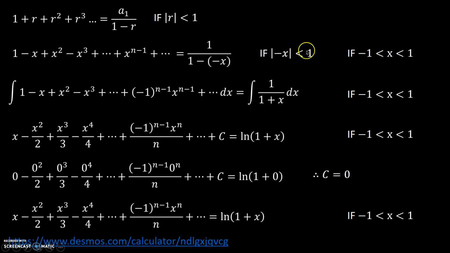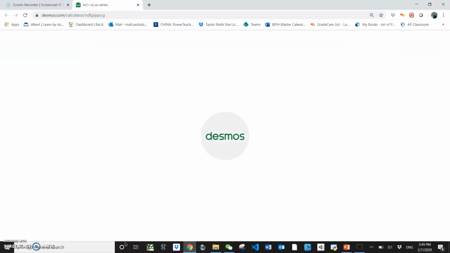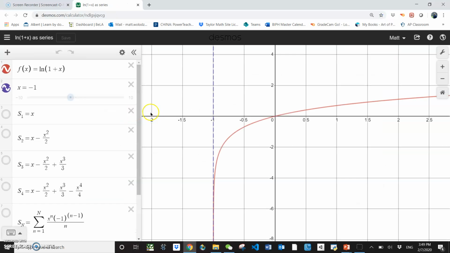Now, we do have this condition, of course, that the absolute value of r is less than 1. And that condition is going to stick all the way through. So our last line here says the natural log of 1 plus x is equal to this power series. That is only true from negative 1 to 1, stemming from our geometric series limitation. So let's observe that in action in our Desmos file.